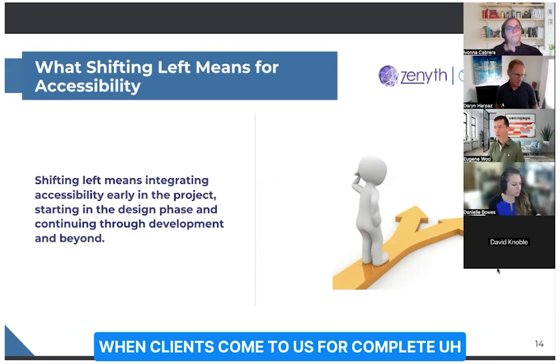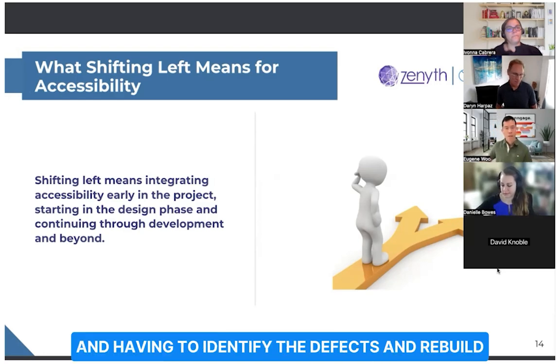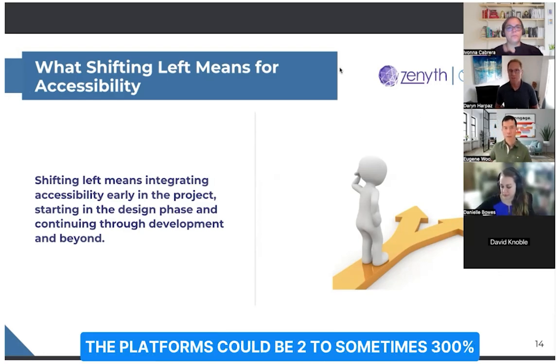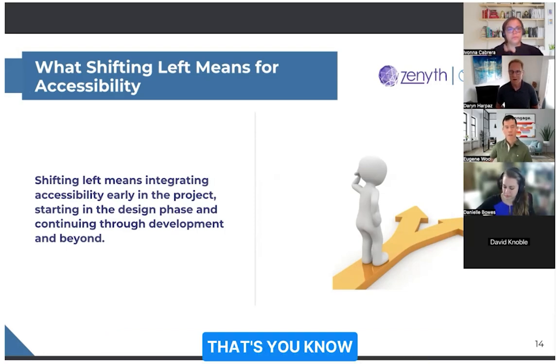We often see in our practice, building a website to be accessible from the ground up, first pixel down, might only add 20 or 30% of a cost to the project. When clients come to us for complete remediation and having to identify all the defects and rebuild the platforms, it could be 2 to sometimes 300% the cost of the original application. So it does make a big difference, and the way that you make this cost effective is by shifting left.